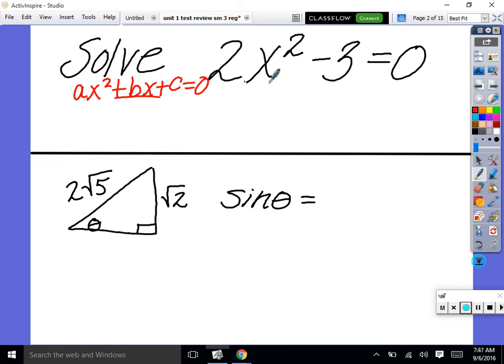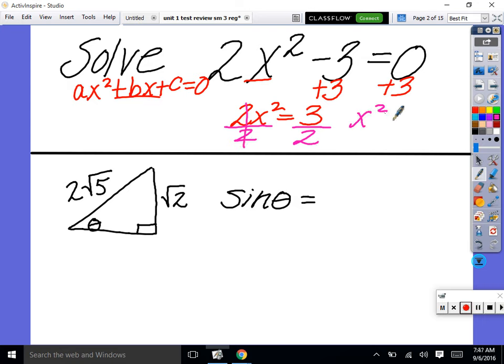So we isolate the square. That's what we have to do first. So we'd add 3, correct? So we have 2x squared is equal to 3. Then what would we do next? Would we square root it yet? No, we've got to isolate the square. Divide by 2, divide by 2. So we have x squared is equal to 3 halves.